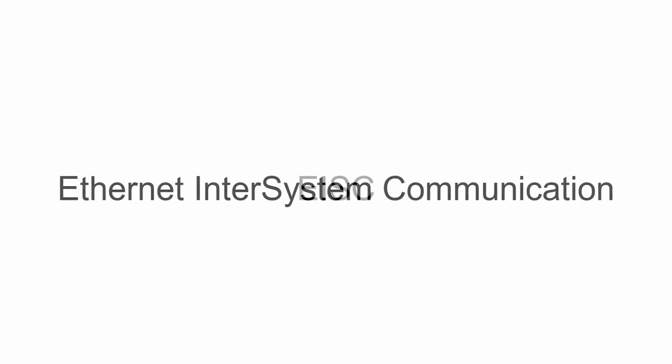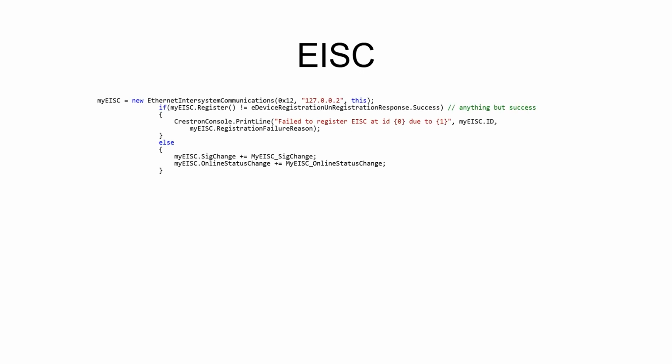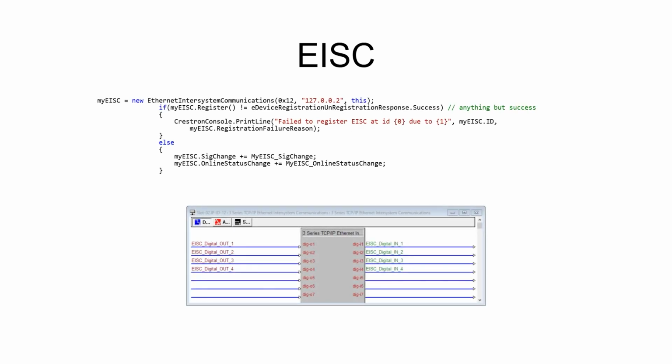Crestron Ethernet Intersystem Communication, or EISC, is a great tool leveraged by many Crestron programmers to allow multiple processors or multiple programs within a processor to communicate and share data. Using an EISC with C# for Crestron is as easy as it is in SIMPL Windows.